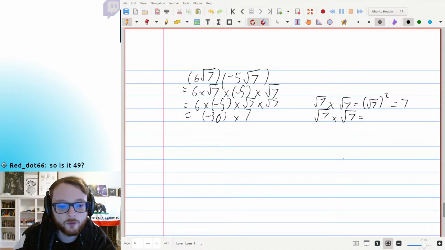If you have a square root times a square root, you can combine them underneath one big square root: root of 7 times 7. That goes for any combination of numbers. It could be 5 times 7 or x times 7 or whatever you want. So 7 times 7 is 49, so that's the square root of 49, but then the square root of 49 is just 7.